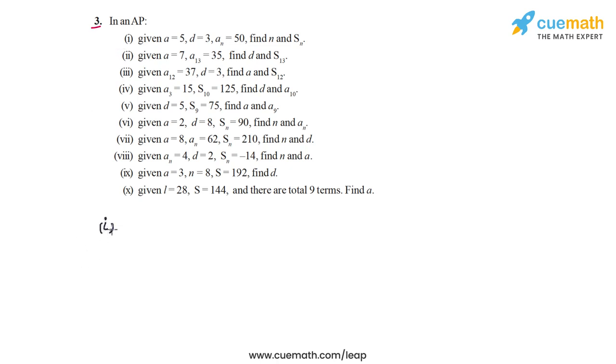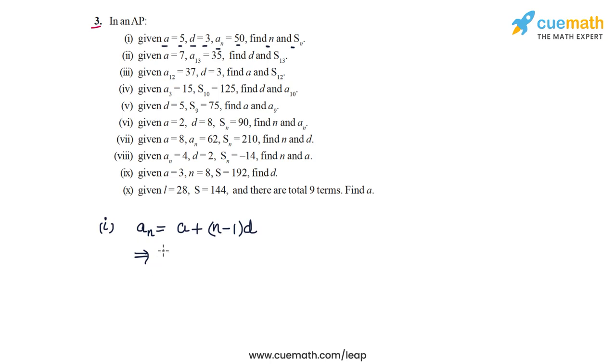So in the first part, we are told that the AP has a, the first term, equal to 5, d, the common difference, is 3, and the nth term is 50. And we have to find n, and then we have to find Sn, the sum of these n terms. So let's use the relation Tn, the nth term, or actually in this case we can write an. So an is equal to the first term a plus n minus 1 times d. So let's plug in the values.